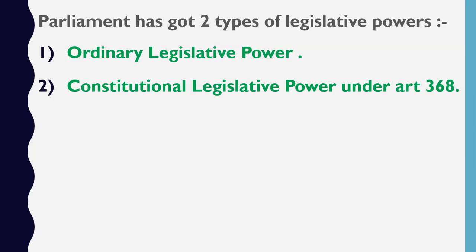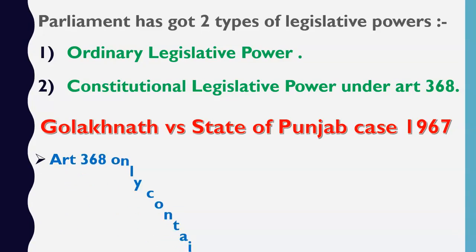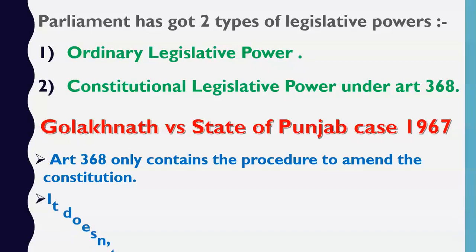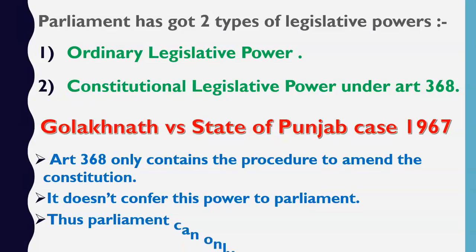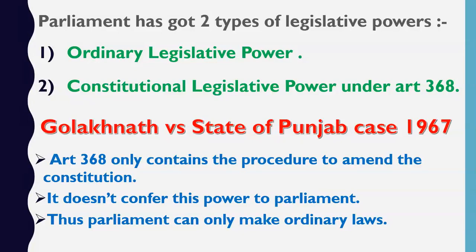So friends, then comes the Golaknath versus State of Punjab case, 1967. What happened in this case? The Supreme Court said that Article 368 only contains the procedure to amend the Constitution, the process of how to amend it, but it does not give Parliament the power to amend the Constitution. Article 368 only talks about the process of amending the Constitution.